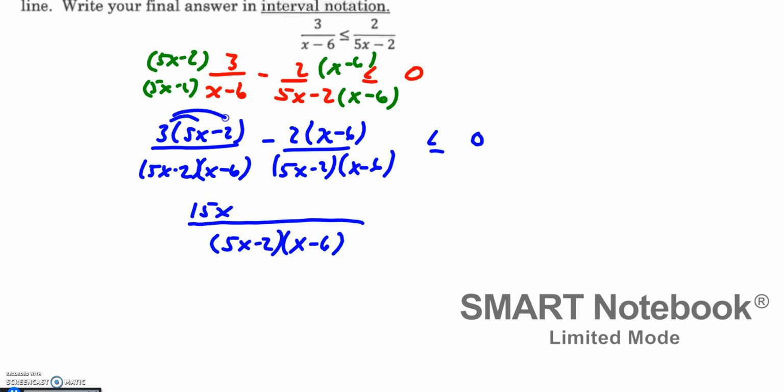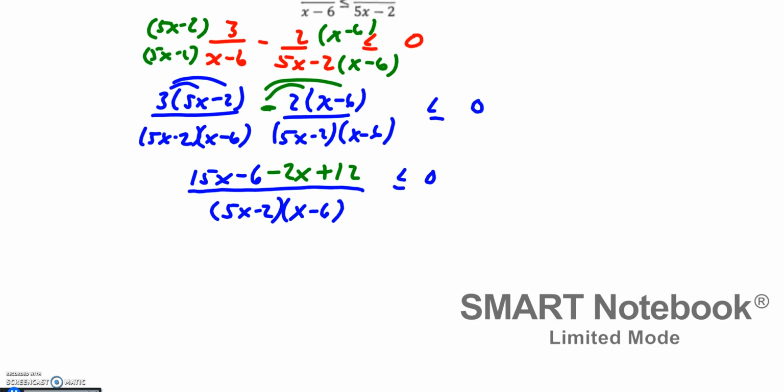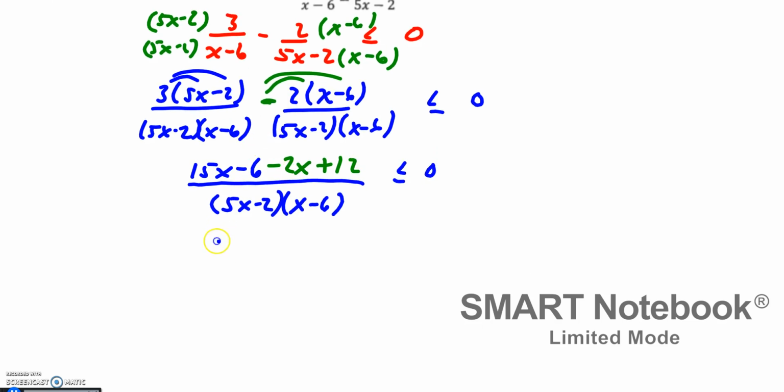So if I distribute here, I would get 15x minus 6. And be careful, big mistake on the last test, if you're distributing a negative into both, you would get negative 2x and then plus 12, not minus 12. It would be less than or equal to 0. So if I simplify the numerator, I would get 13x plus 6. And on the bottom in factored form, I'd have 5x minus 2 and x minus 6, less than or equal to 0.